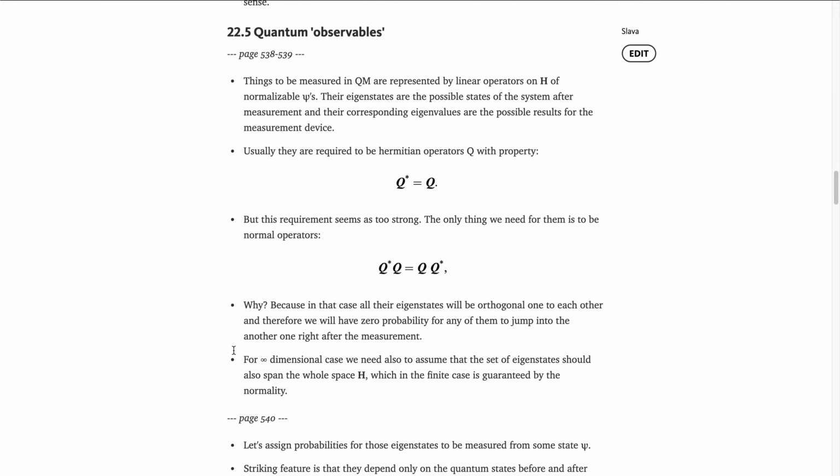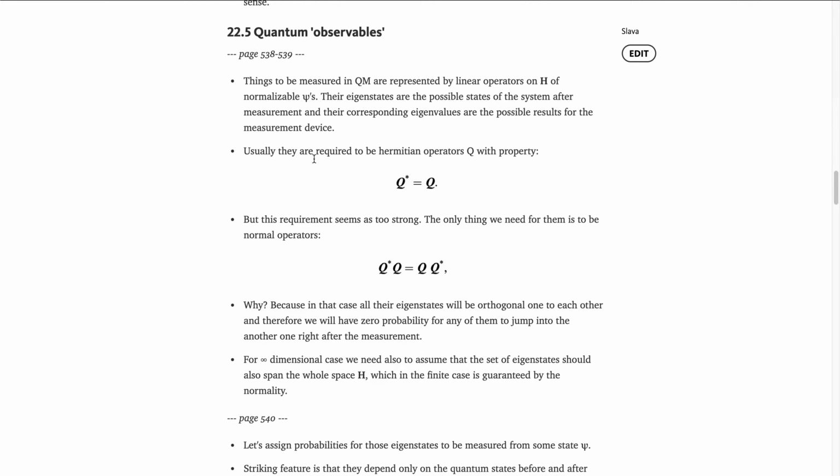Okay, so let's talk about the first section about quantum observables. In simple terms, this subchapter will be about measurable quantities and operators which will help us to represent those. Things to measure in quantum mechanics are represented by linear operators on the wave function space H of normalizable wave functions, and their eigenstates are the possible states of the system after measurement, and corresponding eigenvalues are the possible results for the measurement device.